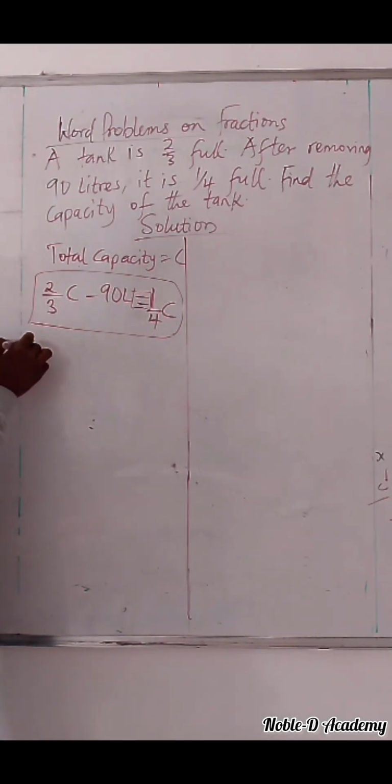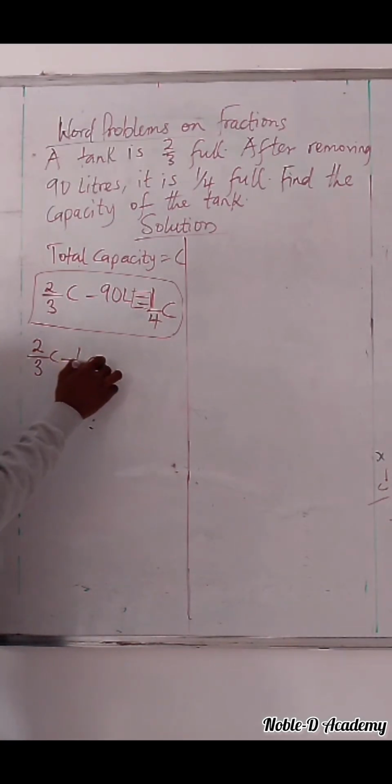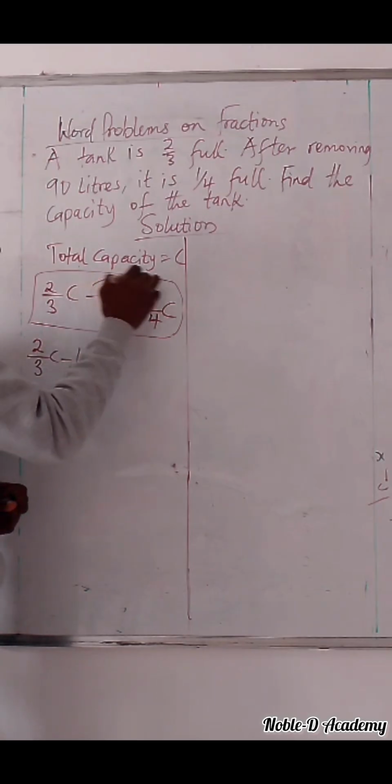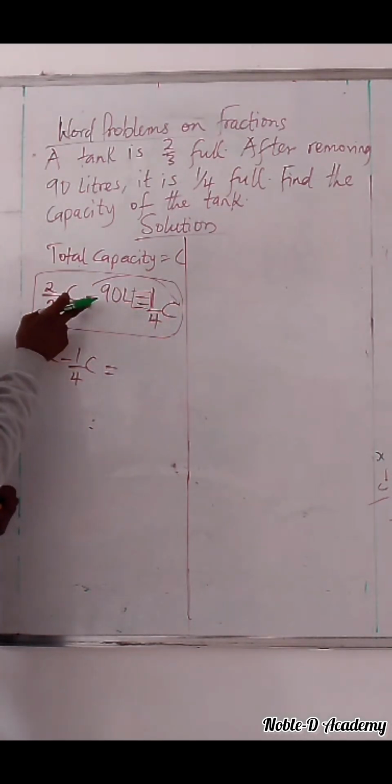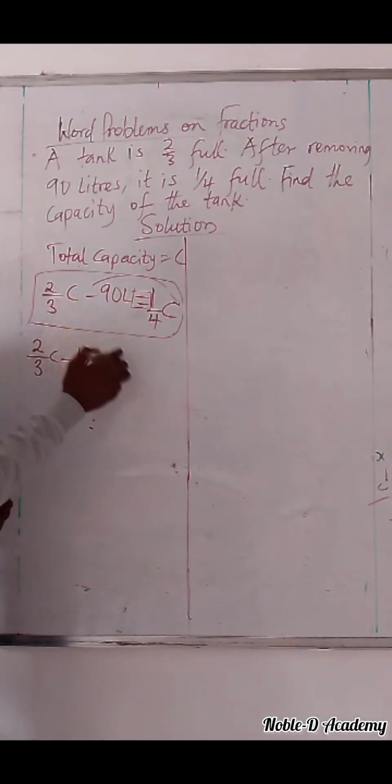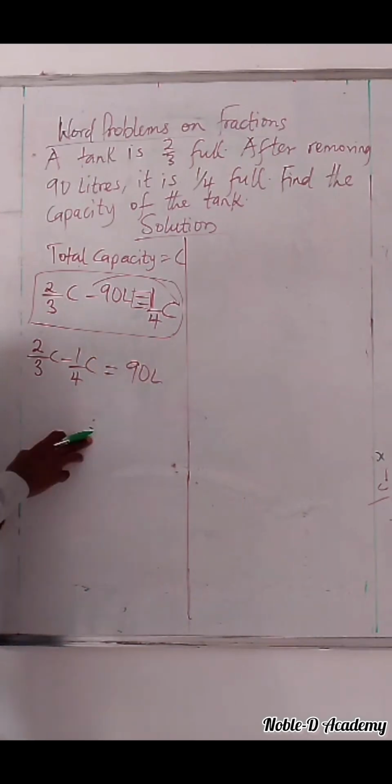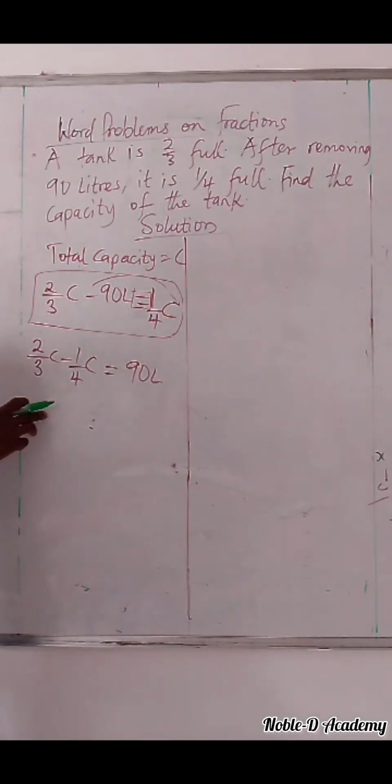So we're going to be doing 2/3 C minus 1/4 C. Now the 90 is moving down this way, so it's no more going to be negative, it's now going to be positive. It's equal to 90 liters. Can you see that? So now we can move on from here. And then how do we do this?